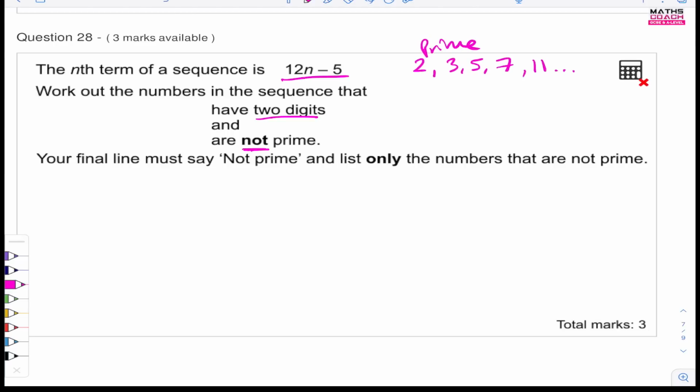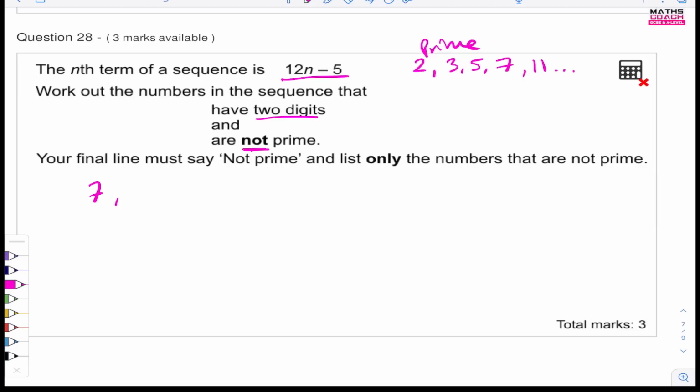So let's begin by generating numbers of our sequence. So the first number for n would be 1. So we're going to put 1 in there. So we're going to get 12 times 1, which is 12, and then take away 5. So 12 take away 5 is 7. Now, of course, we can't have 7 because 7 is a prime number. So we go on to the next number in our sequence, which will be 2.